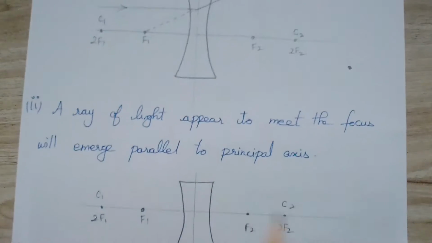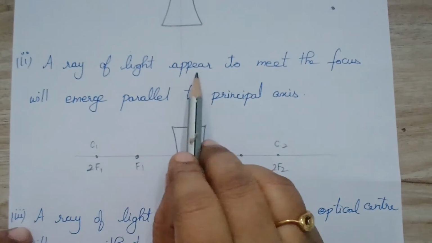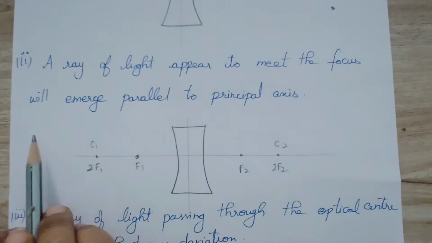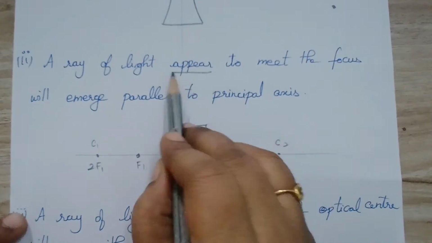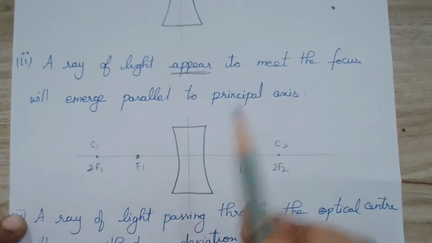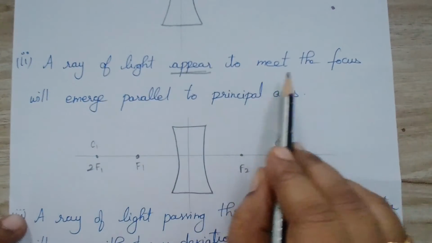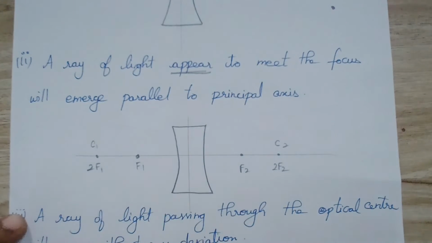Okay, next one, a ray of light appears to meet the focus. I am using the word appear, actually it is not meeting the focus. Okay, in the first rule also it appears to diverge. Likewise here, a ray of light that appears to meet the focus will emerge parallel to the principal axis.